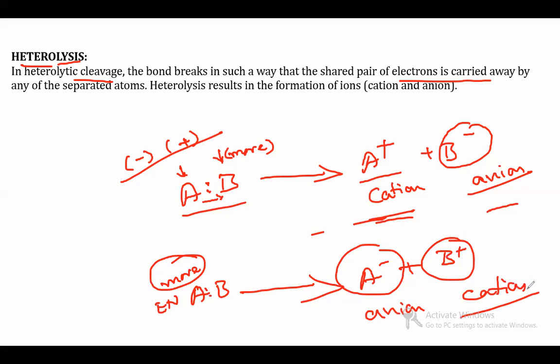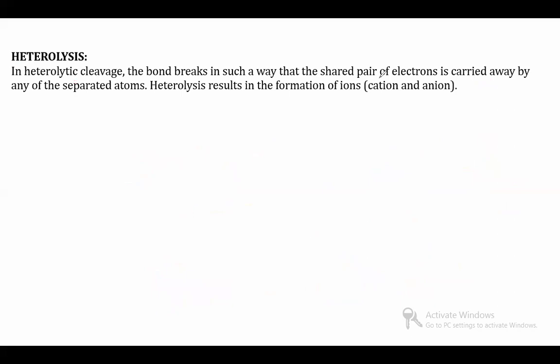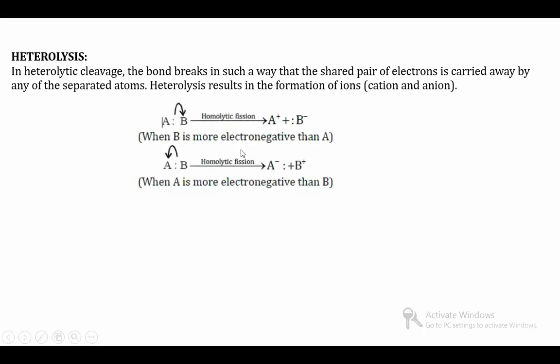This is how heterolysis takes place: due to the difference in electronegativity in the molecule, anion and cation are formed. This happens because of heterolytic, unequal cleavage. Heterolysis is the bond break in such a way that the shared pair of electrons is carried away by one of the substrate atoms, and the atoms get separated, forming an anion and a cation.